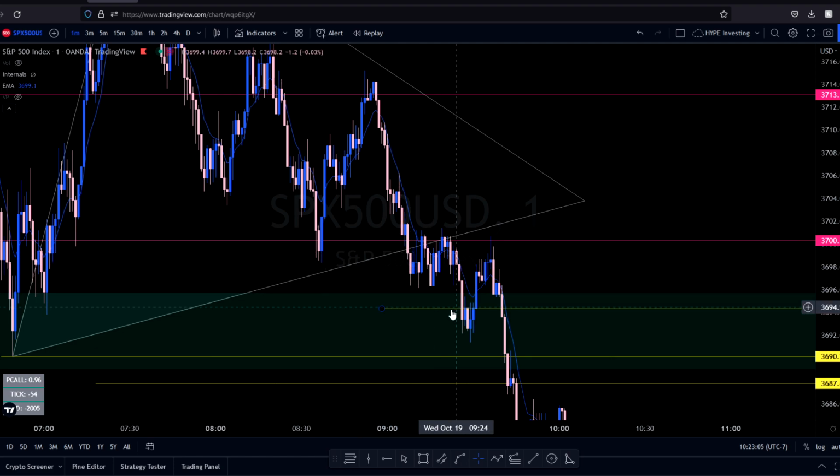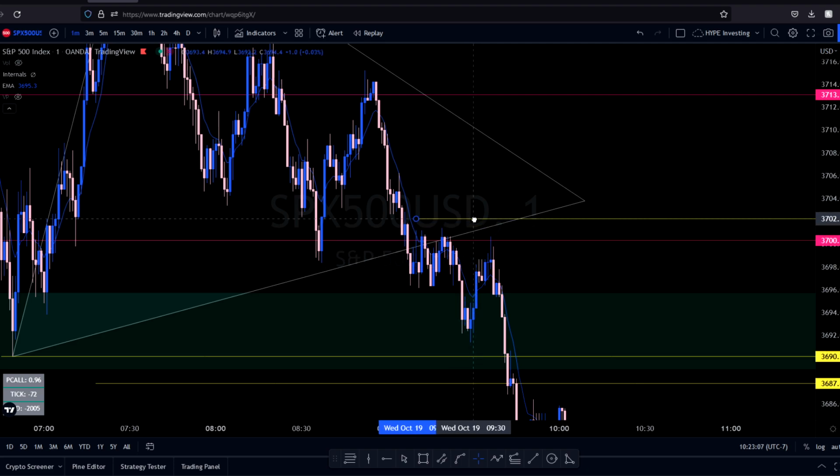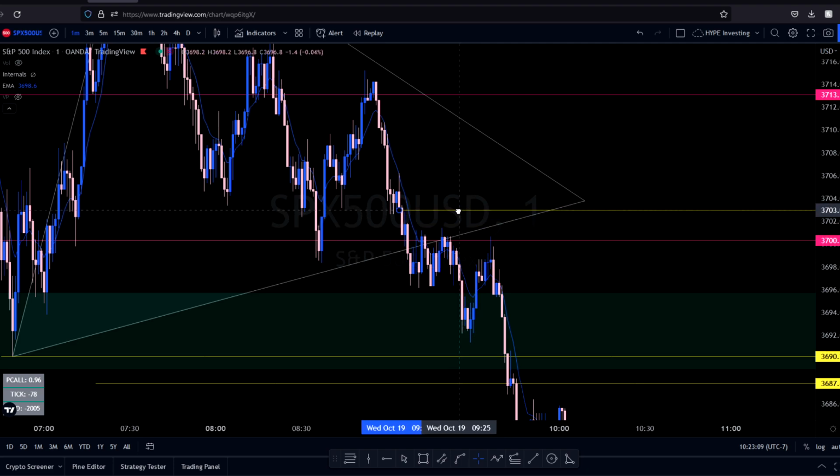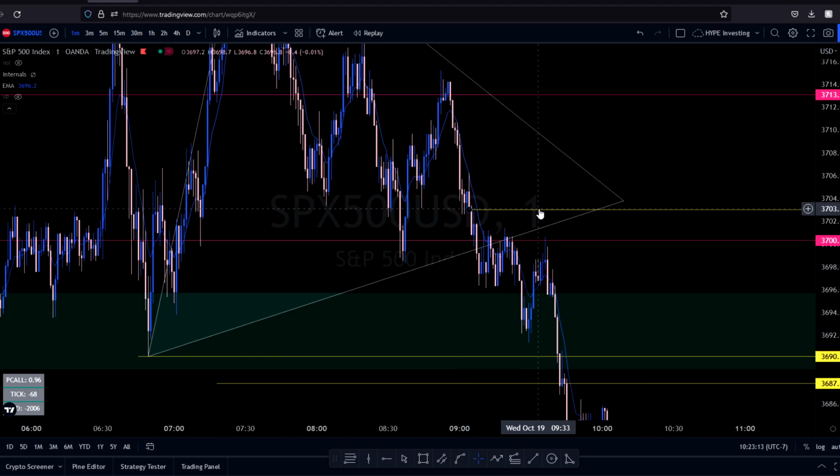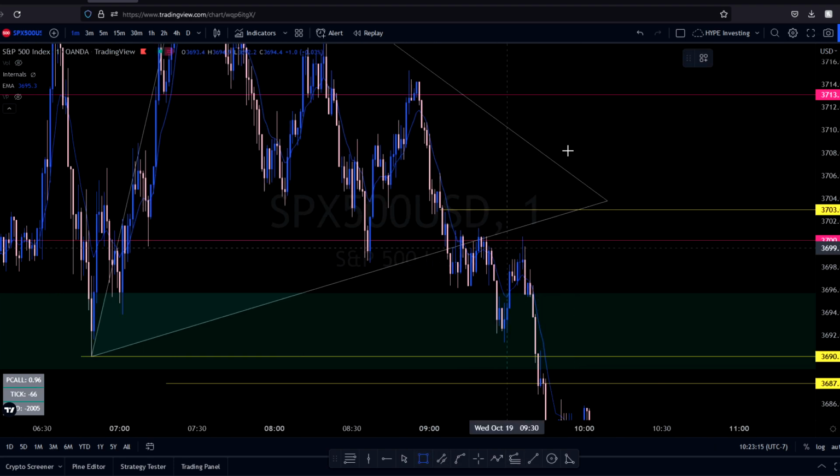My original entry was 5.9, and I placed my stop at 3703, which I told the Discord. The reason I placed my stop loss here, let me get rid of this to make the chart a little bit cleaner here.